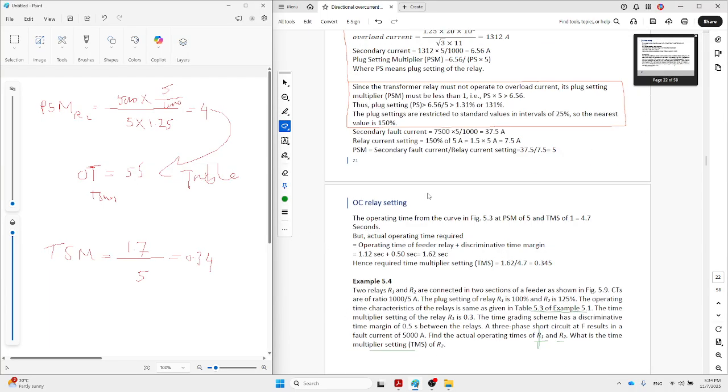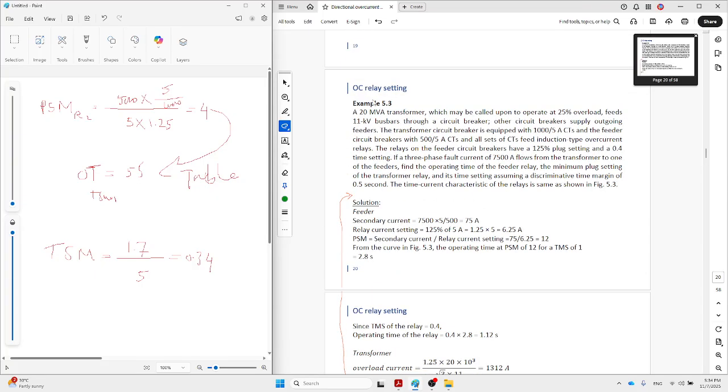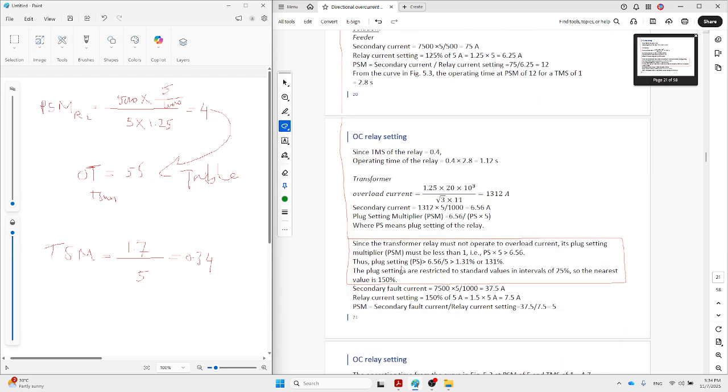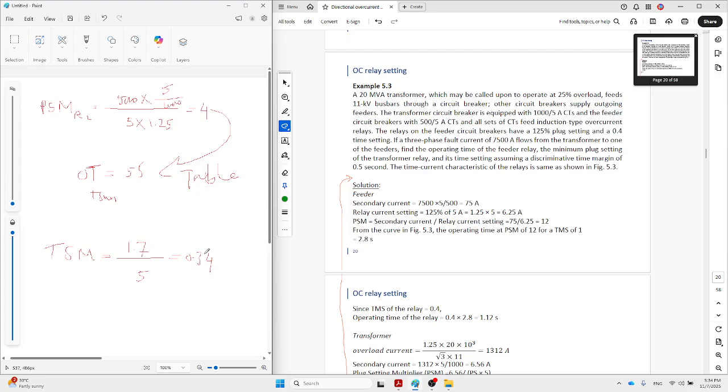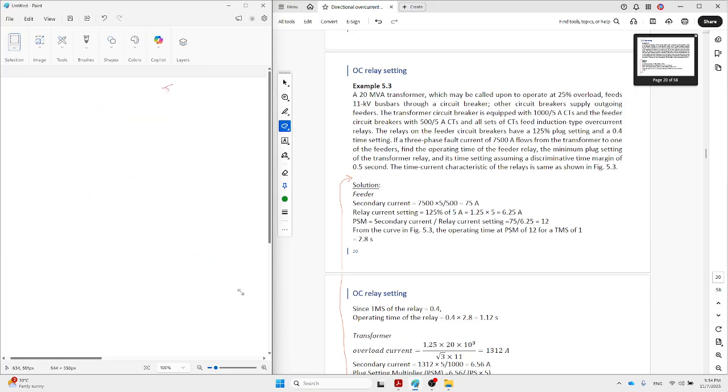Okay, let's go and see question example 5.3. There is a reason I cover this one after 5.4, since here it's mentioned I'm talking about a transformer. Before starting this example, let me show you the single line diagram of this. The single line diagram of this example is coming in this way.